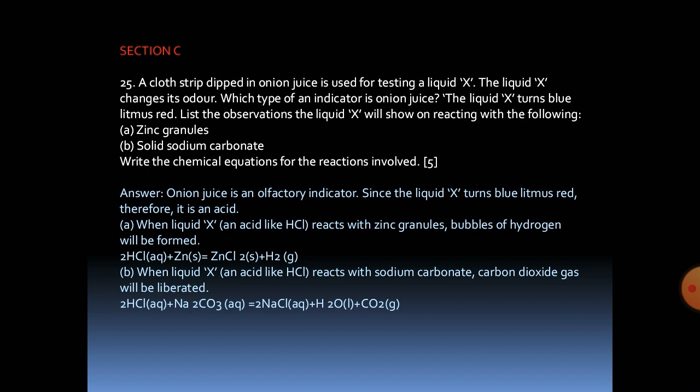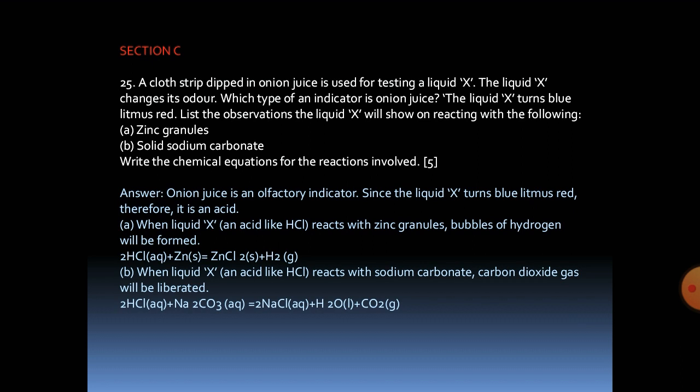This is section C, consisting of 5 marks questions each. So the first question of section C is: a cloth strip dipped in onion juice is used for testing a liquid X. The liquid X changes its odor. Which type of indicator is onion juice? The liquid X turns blue litmus red. List the observations the liquid X will show on reacting with the following: A. Zinc granules. B. Solid sodium carbonate. And you also have to write the chemical equations for the reactions.